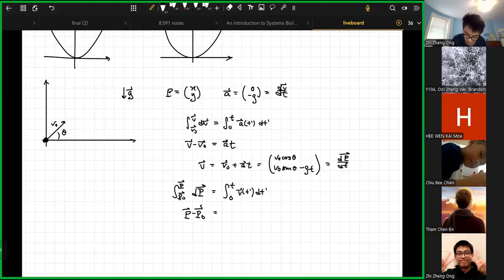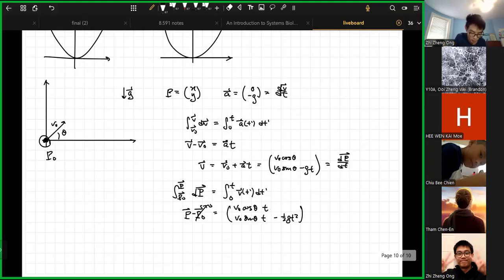This is going to be v naught cos theta t, v naught sin theta t minus half g t squared. And since p naught is just 0, because this thing starts at the origin, therefore this is the x and y, the position. Cool. So that's cool, but how does that tell us about the trajectory?